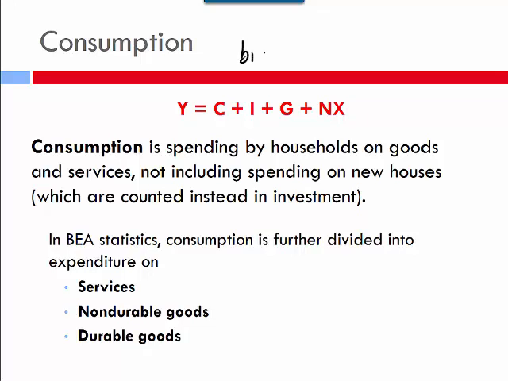Consumption is always the biggest component of GDP in our economy. So that is the spending by households on goods and services, not including spending on new homes. That goes in the investment thing. So the BEA then divides that into services, durable and non-durable goods. So durable goods are things that are going to last for several years. So cars, appliances, that kind of thing. Non-durable goods would be more like food and things that are going to get used up within a year.